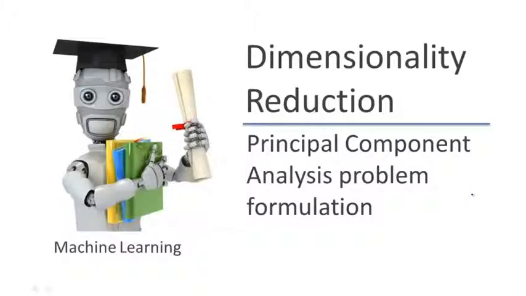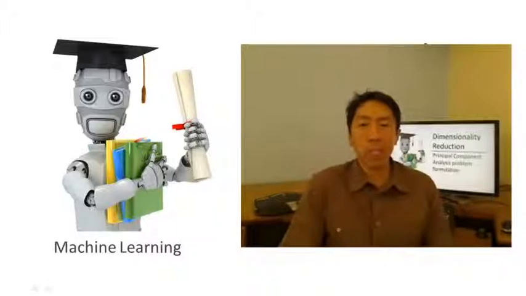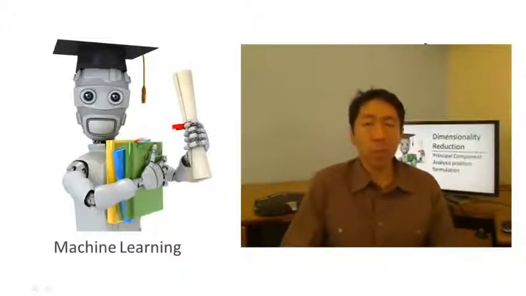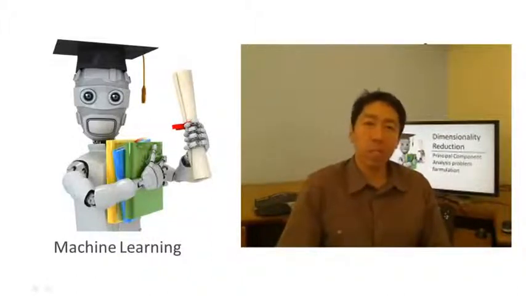For the problem of dimensionality reduction, by far the most popular, by far the most commonly used algorithm is something called principal component analysis, or PCA. In this video, I'd like to start talking about the problem formulation for PCA. In other words, let's try to formulate precisely exactly what we would like PCA to do.